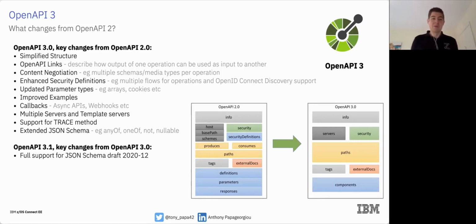So all sorts of interesting things here around links and callbacks and stuff like that. But you can have arrays and things in all sorts of different places. You've got a much more extended set of JSON schema support. So you can have things that are nullable. You can have polymorphism with one-ofs and any-ofs.